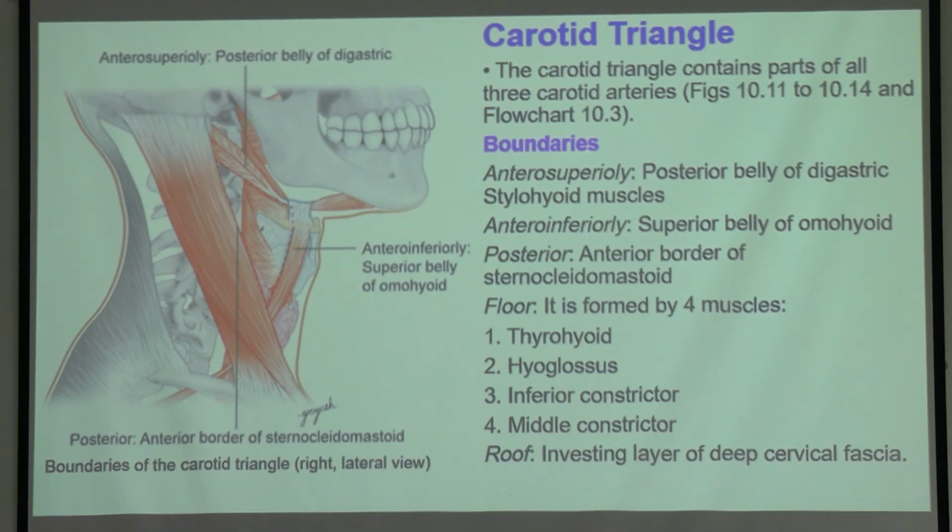And which is the roof? In the roof we can find skin, superficial fascia, then the deep fascia, which is called the investing layer of the deep cervical fascia. So that forms the roof.